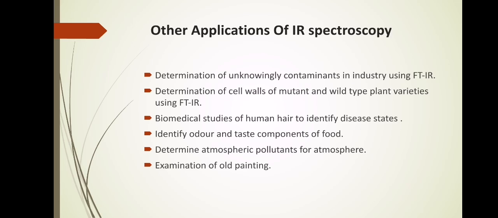Other applications of infrared spectroscopy. Here are the other applications. The first is determination of unknown contamination in industry using FTIR. The second is determination of the cell walls of mutant and wild type plant varieties using FTIR. Others include biomedical studies of human hair to identify disease states, identifying odor and taste components of food, determining atmospheric pollutants, and examination of paintings.